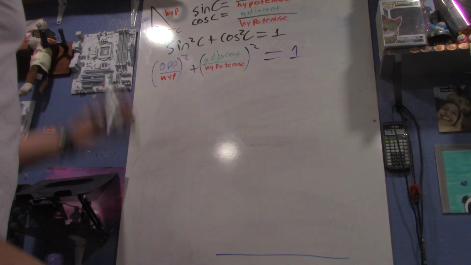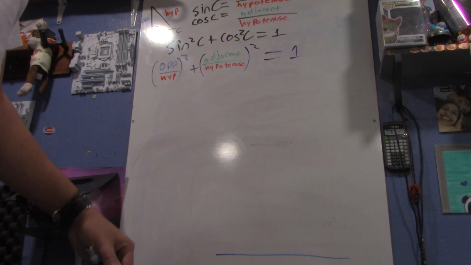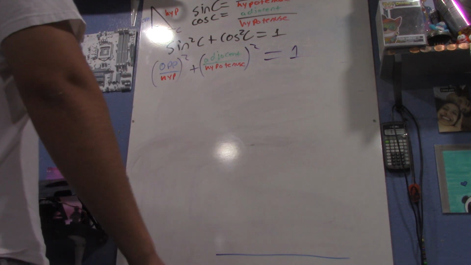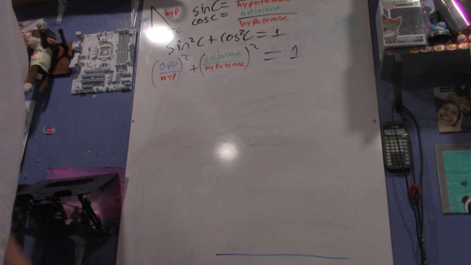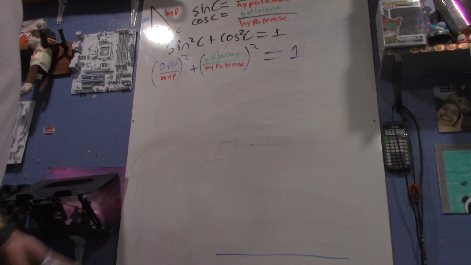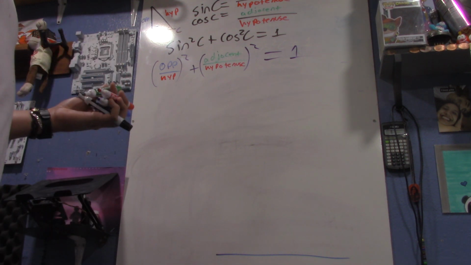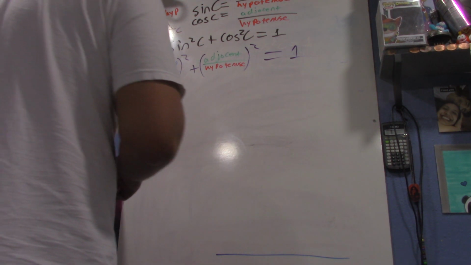You could test it out if you want, but for any right triangle, this will be true. If you have the opposite, the hypotenuse, and the adjacent side lengths, you could add the squares of these ratios together, and you will get 1 as your sum.